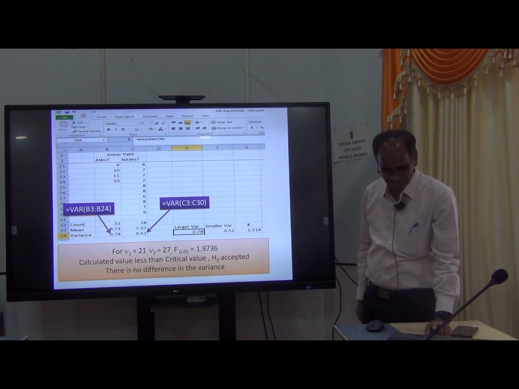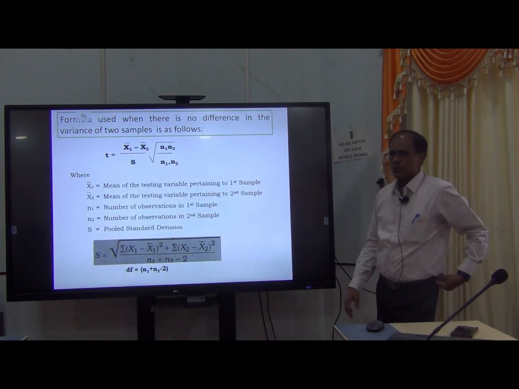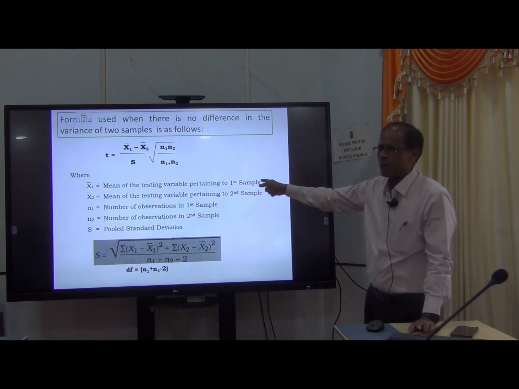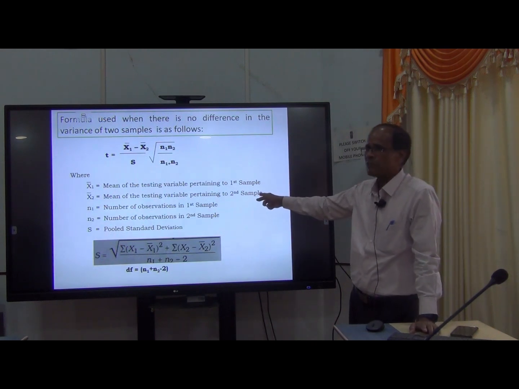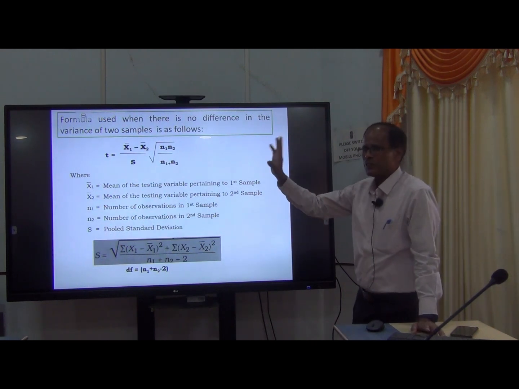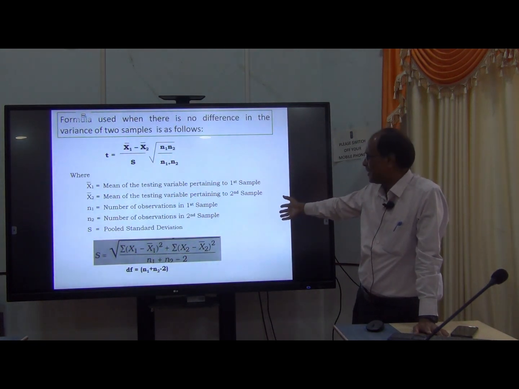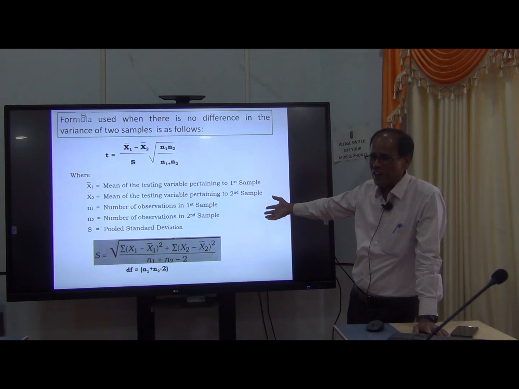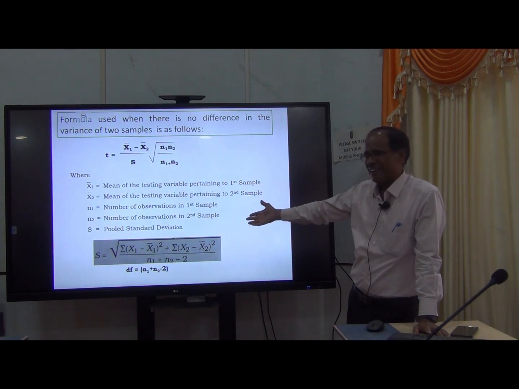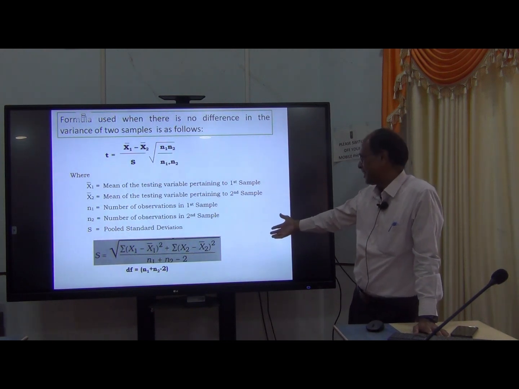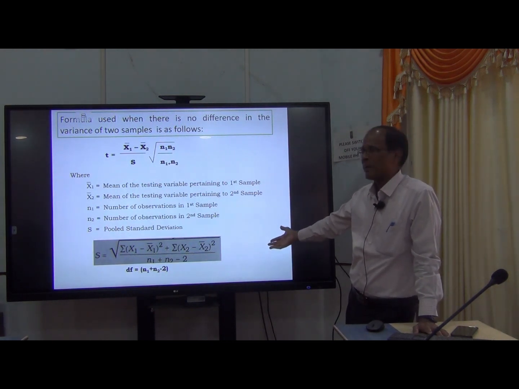Since it is equal variance, you have to use this formula. I think you need not calculate it manually, though by using this formula you can. It involves a lot of work. You have to take all deviations of individual observations from their arithmetic mean for both groups, then square them, then sum them.